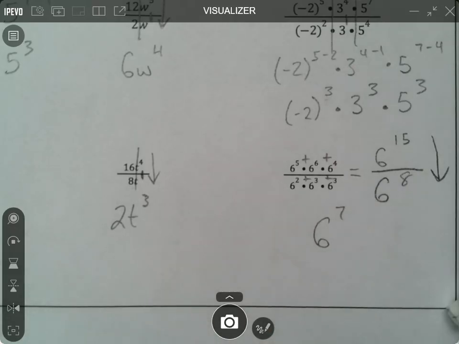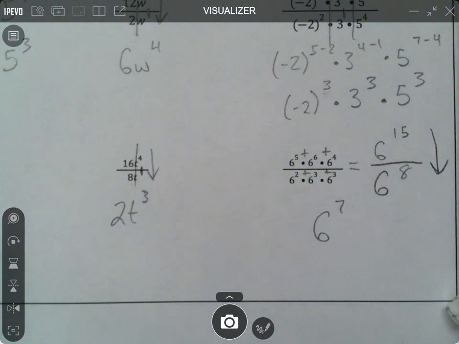Cool beans. All right. That's it. There's nothing on the back. This is the quotient rule. It's just subtract. Okay.